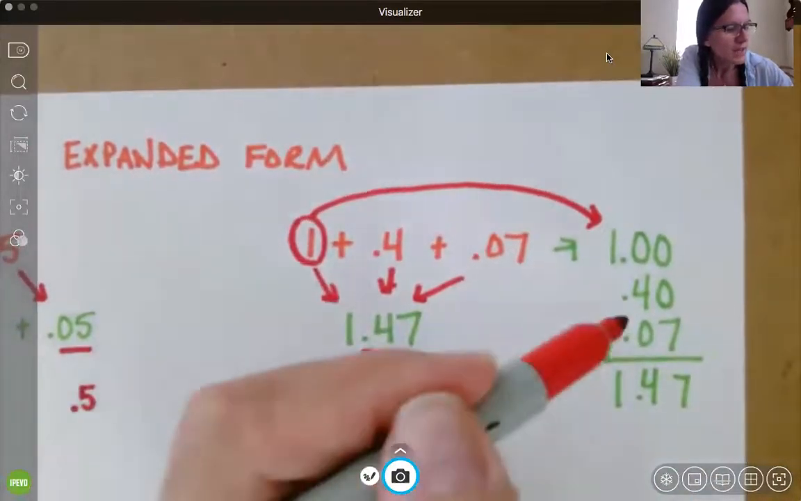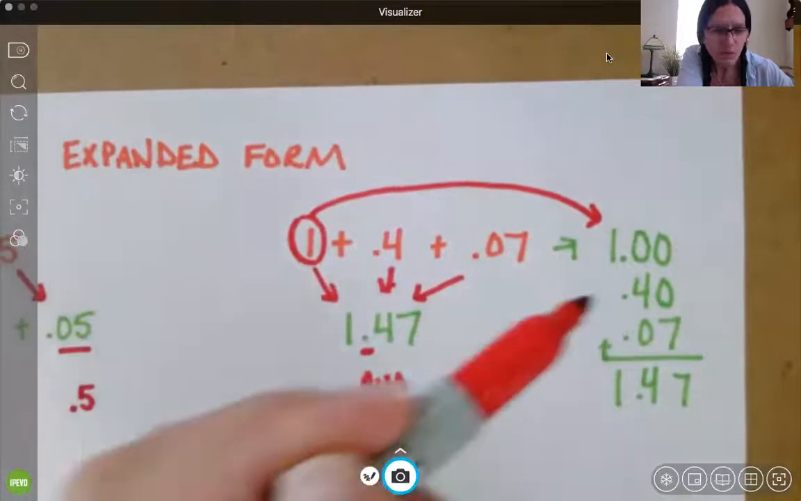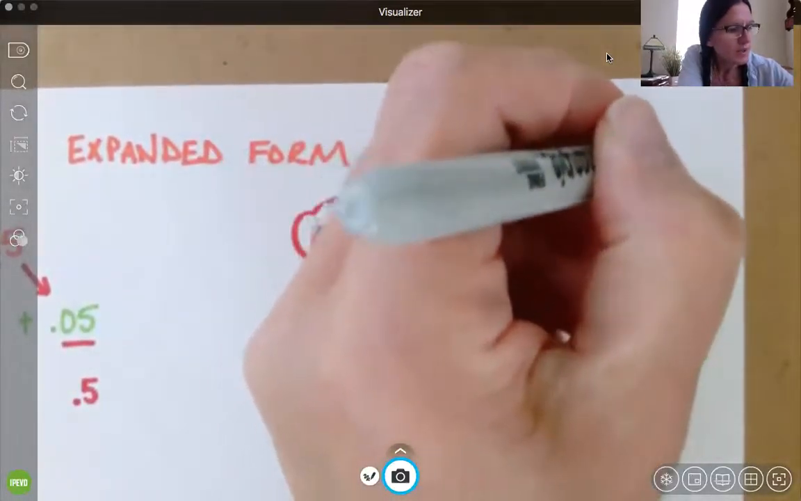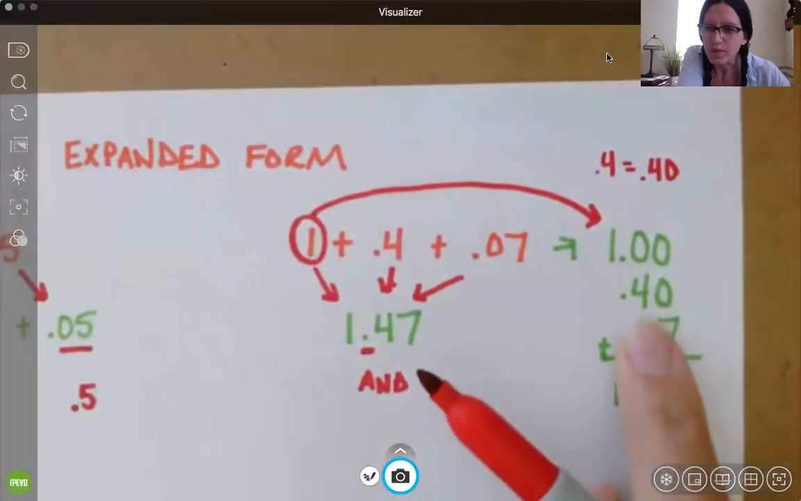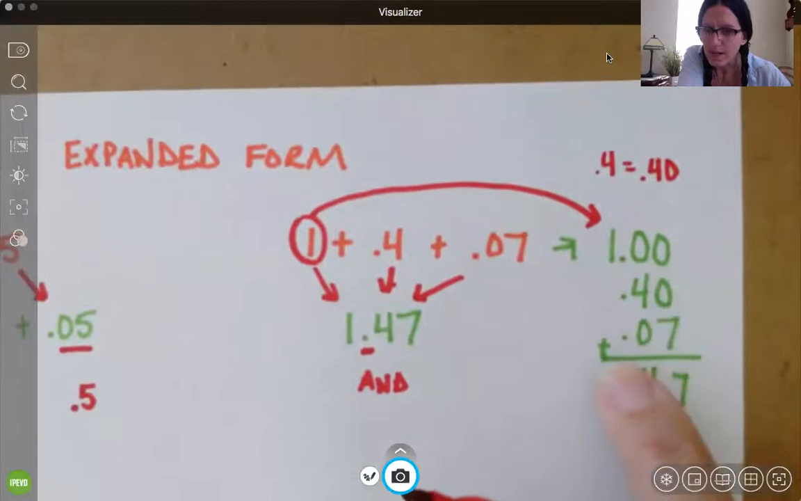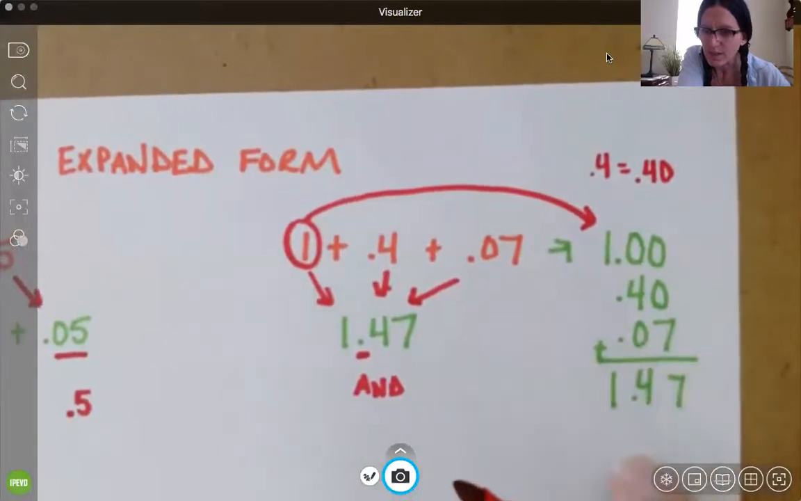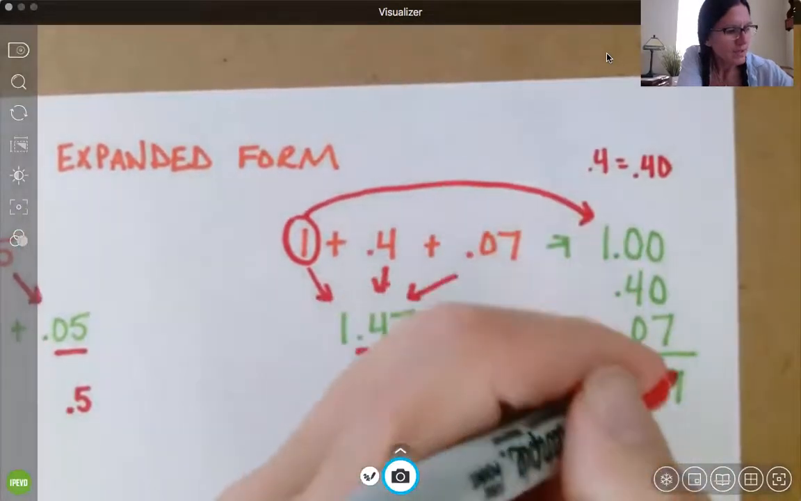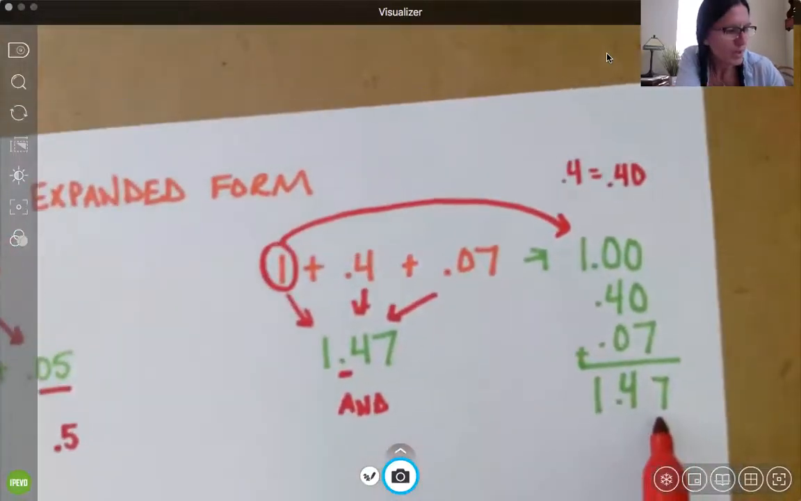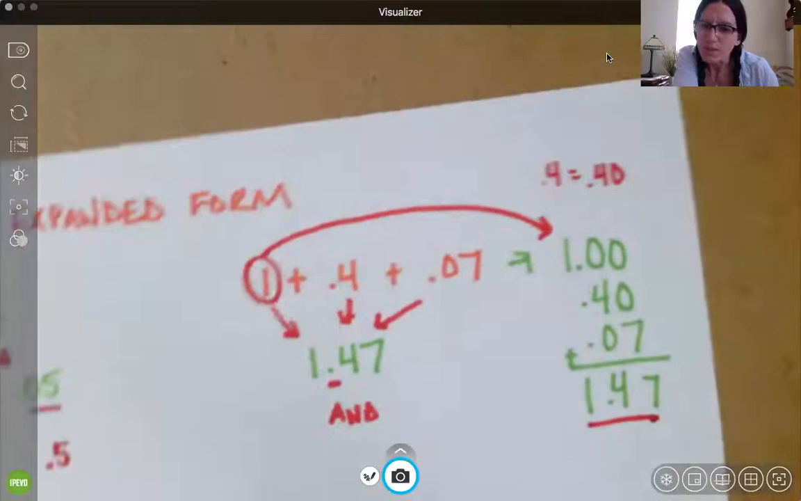The 4/10, remember what we said, 4/10 is the same as 40/100. So there's my 4/10. I just put a 0 there to hold my place. And then I have my 7/100, and then I could add them up. 7/100, 4/10, and 1, and I get my number 1 and 47/100.